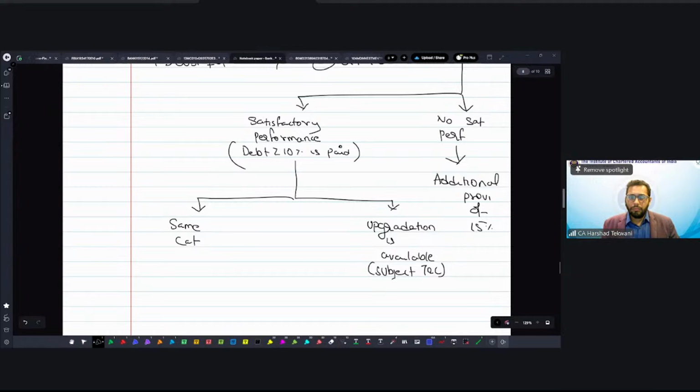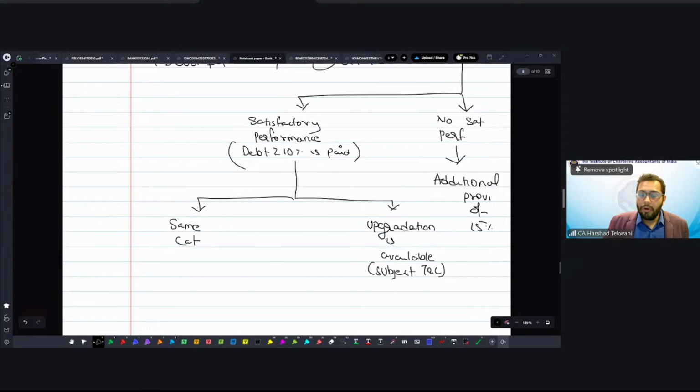Okay. Why I ask this question, sir? You put two branches upon satisfactory performance: the same category, and another where upgradation is available subject to terms and conditions. Why was it the same category, even though more than 10% is paid? I'll tell you why. Because there are other conditions also when we evaluate satisfactory performance.